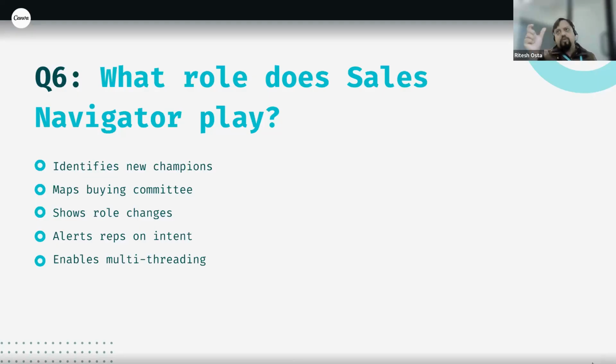You can create those conditions, and with those conditions, the AI agent within Sales Navigator will immediately send a notification to you, alert the rep on intent, and enable multi-threading. So all these features are now being incorporated into Sales Navigator right now as we speak. And I think they're going to roll out these features very soon. I think they've already rolled out these features. So you can check out more on Sales Navigator. We are going to create Sales Navigator specific sessions in the coming days where we will cover all these things.